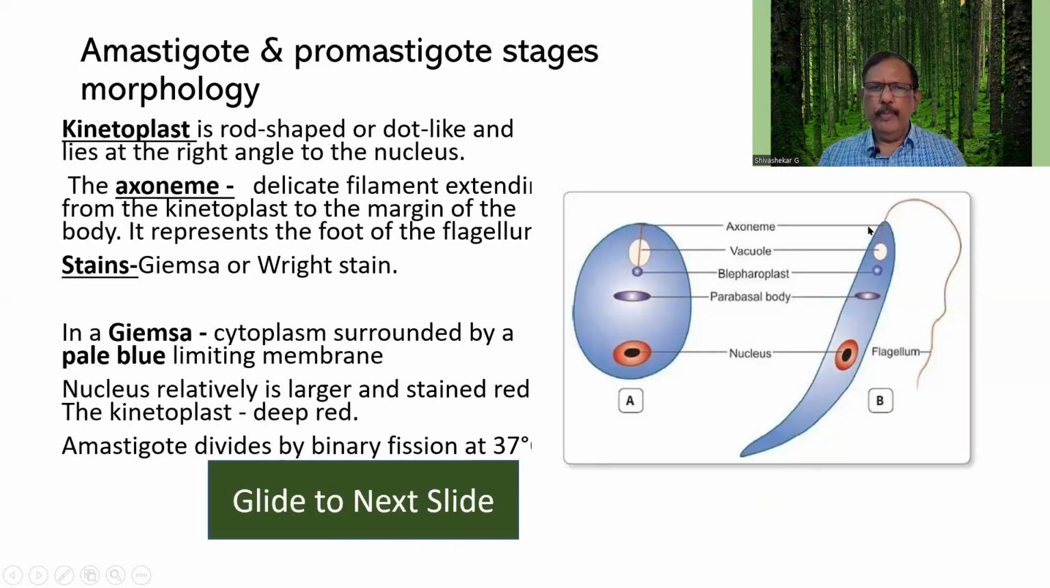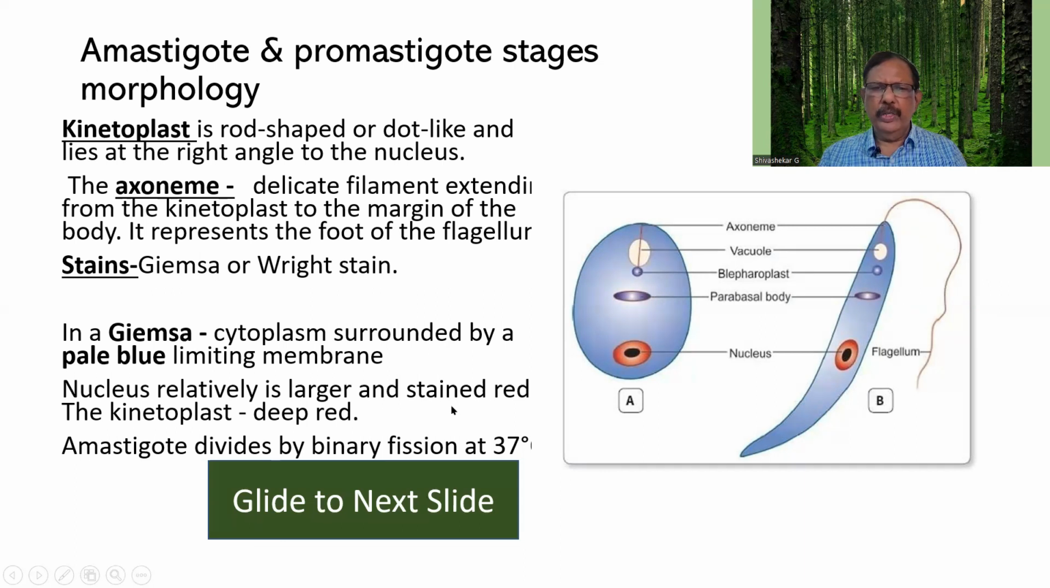Whereas this is the promastigote form. The kinetoplast is seen and it is dot-like. The axoneme is there and it develops into a delicate filament which can be the flagellum. The stains which can be used are the Romanowsky stains, such as Giemsa or the Leishman stain. The cytoplasm is pale blue in color, whereas the nucleus is red in color.